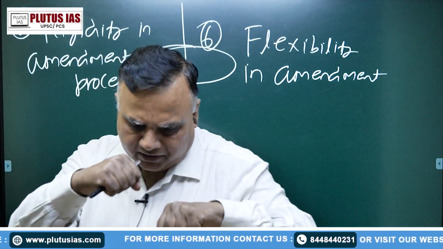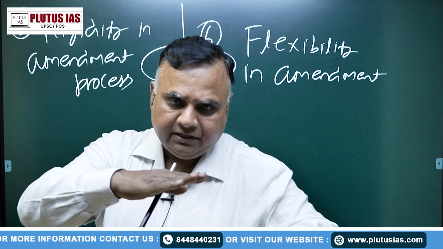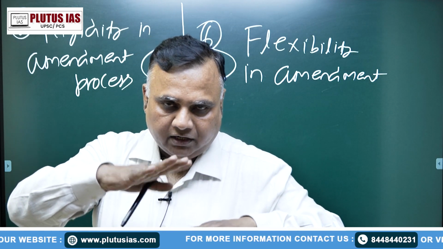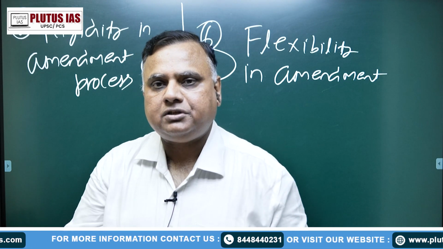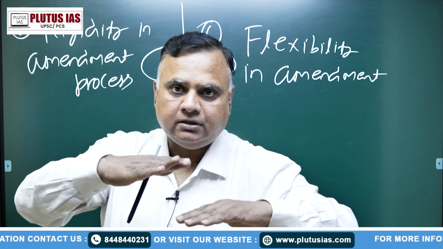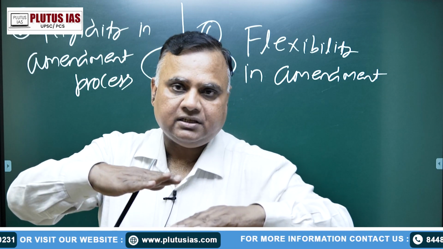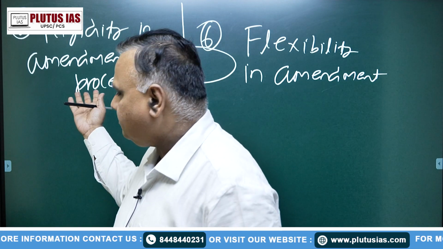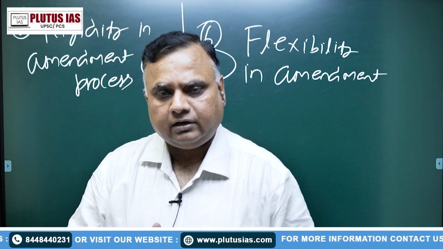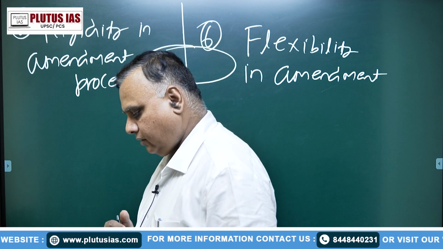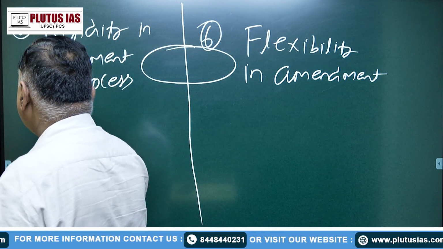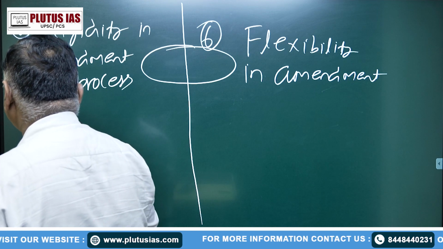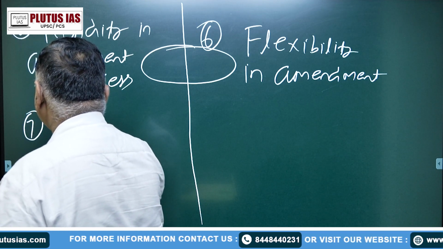So rigidity protect weaker states. If there is flexibility, center can easily encroach states. But if there is rigidity, whatever power has been given to the states, it cannot be unilaterally disturbed by center. It cannot be encroached by the center. It cannot be taken away by the center easily, because rigorous process for amendment is there. Another difference between federal polity and unitary polity is that residuary powers with the states.